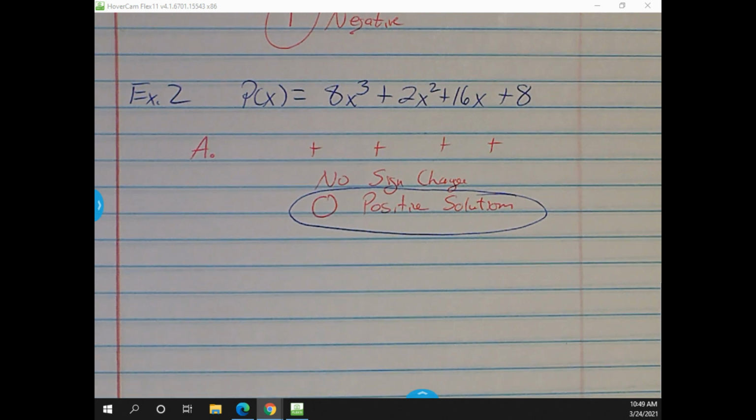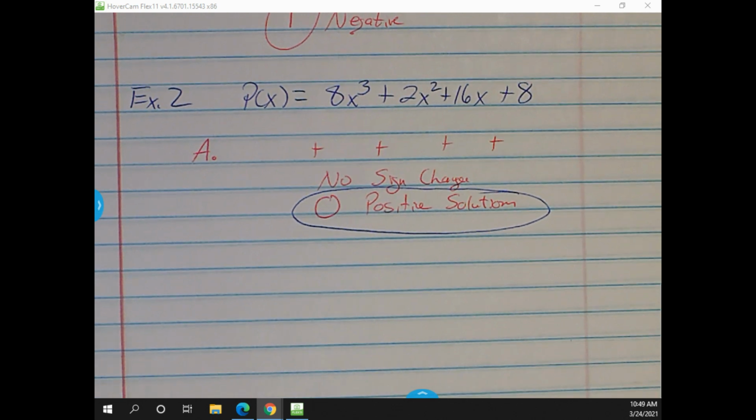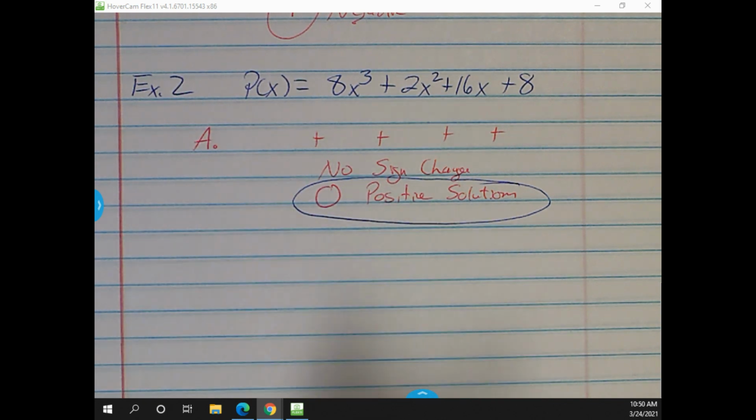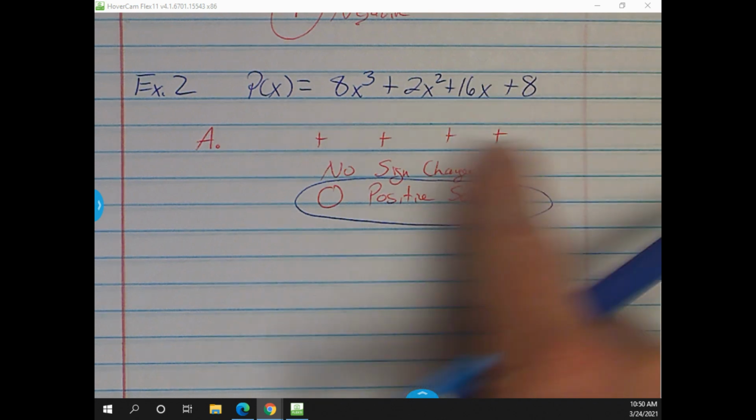Okay, and that's the one I want you to kind of see, because if you run across a problem and you look at it and it's all positive all the way across, or it's all negative all the way across, and you have to go back and go through that list and check all these numbers, you don't have to check any positive solutions because there's no way you can plug in a positive number here and this thing can ever be 0.